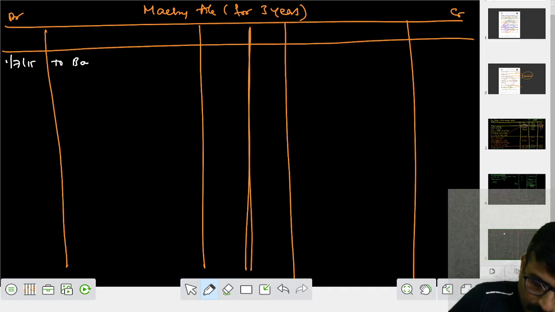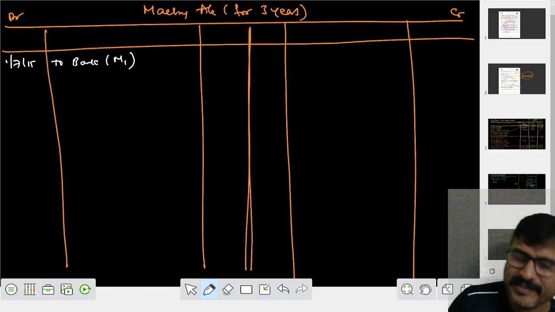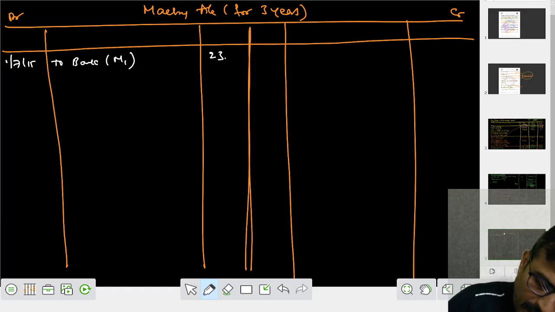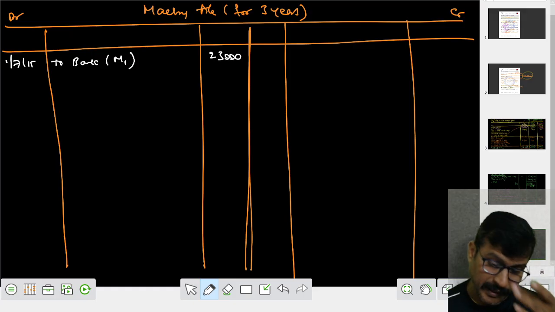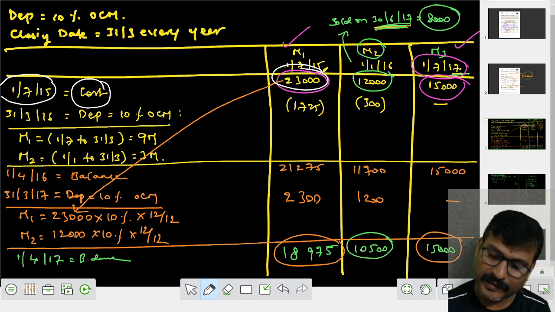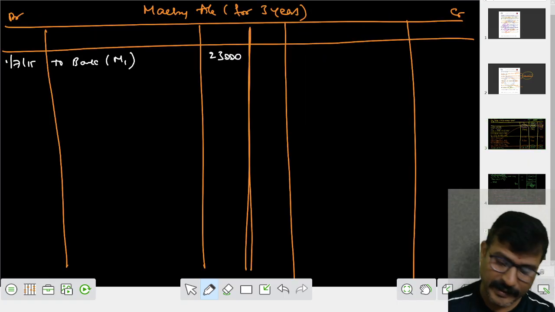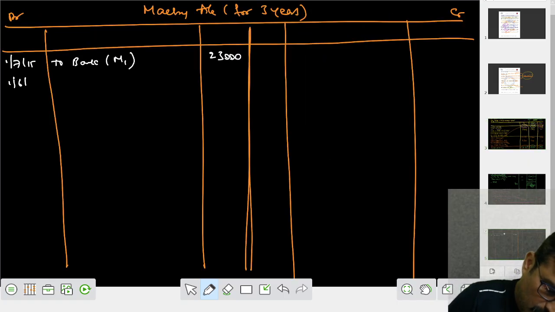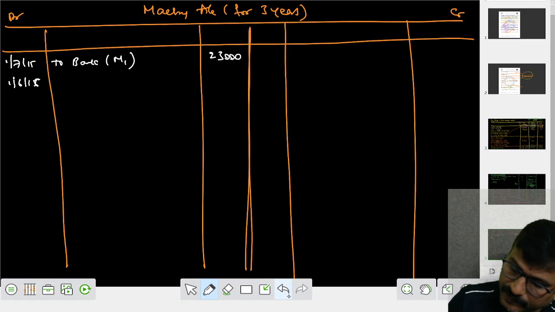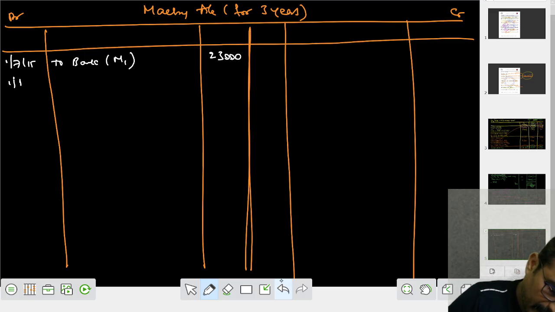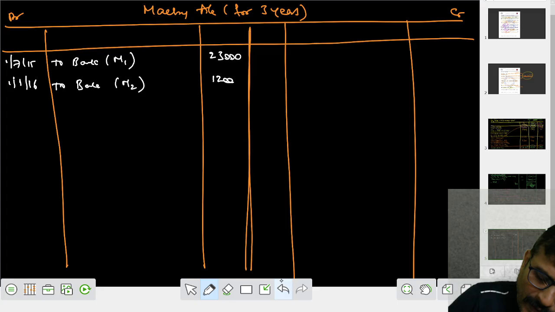To bank. Which machine is purchased? M1. Purchased for how much? 23,000. Similarly, my dear student, in the same year, on January 16, M2 is purchased for 12,000. It also comes in the same financial year, right? Now, on 1st January 16, to bank, which machine is purchased? M2 for an amount of 12,000.